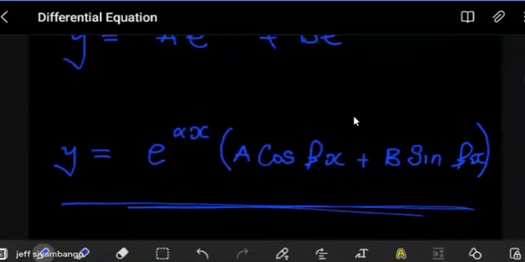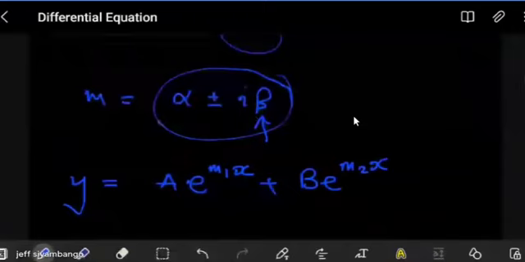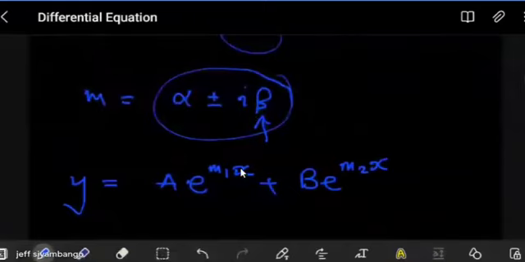Okay, it starts with this part. Having found what alpha is, or the expression for m, the next part is you just have to make the substitution. So you just have to make the substitution here.